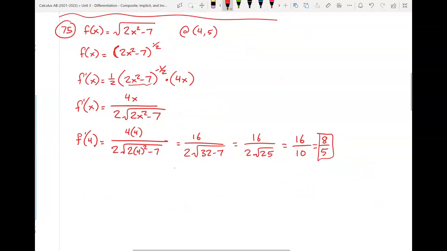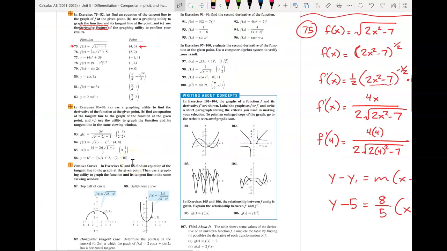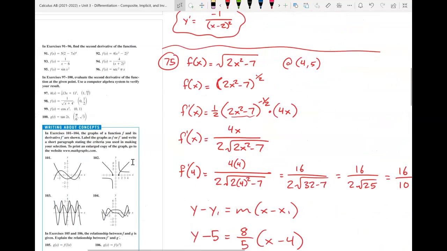So then we can go ahead and write the tangent line. So that'd be y minus y1 equals m times x minus x1. So that'd be y minus 5 equals 8/5 times x minus 4. There we go. All right, so let's go ahead and throw that into Desmos and see what we have. They want us to graph our original function and the tangent line, I do believe. Find an equation of the tangent line, use the graphing utility to graph the function and its tangent line at the point.